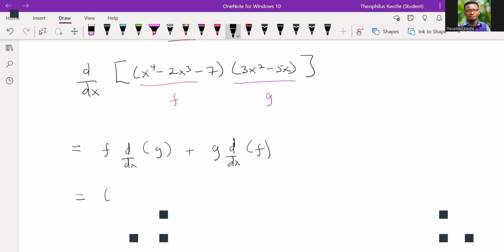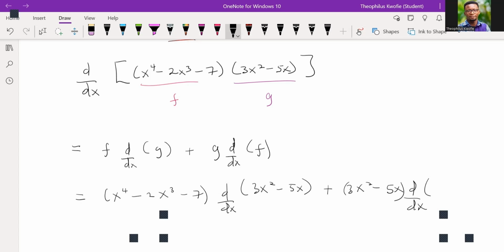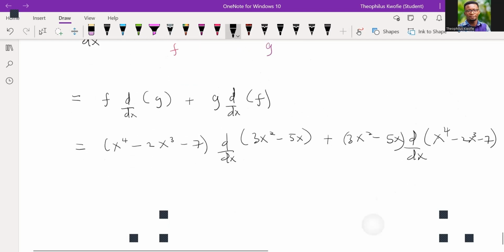My f, I know that it is x to the power 4 minus 2x to the power 3 minus 7. Then I differentiate. What is my g? My g is this expression, 3x squared minus 5. Over here, we are just taking our time to learn the basics. There'll come a time where I'll have to speed up a bit. But this is just a first example, so I'm taking my time so that everybody will understand this. If you have any questions, please put them in the comment section and I'll attend to you.